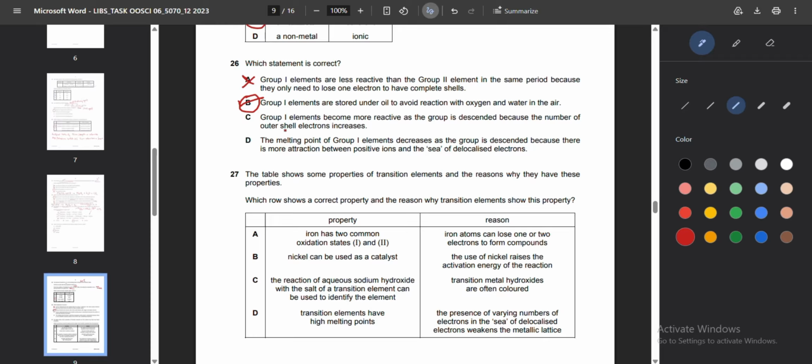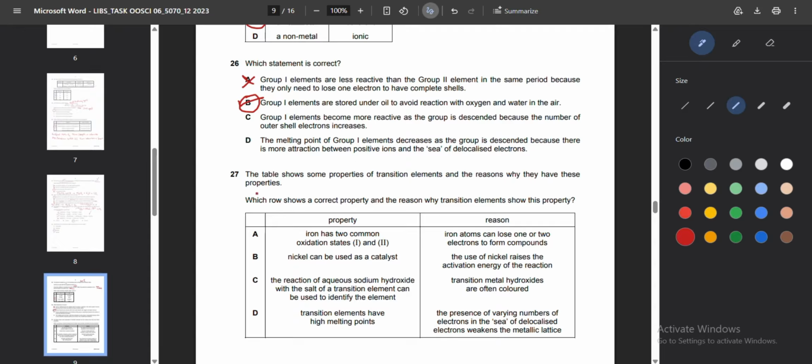C is, group 1 elements become more reactive as the group is descended because the number of outer shell electrons increases. No, that is also not correct. D is that the melting point of group 1 elements decreases as the group is descended because there is more attraction between positive ions and the sea of electrons. Again, this is not correct, because the melting point of group 1 decreases down the group because there is less attraction between positive ions and the sea of electrons. As the size increases, the attraction decreases.